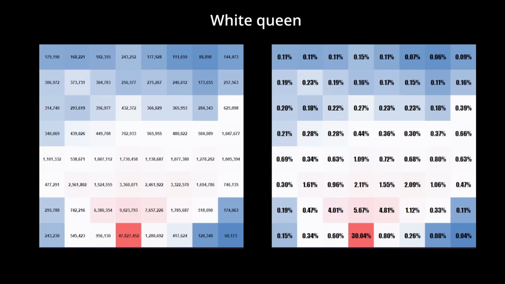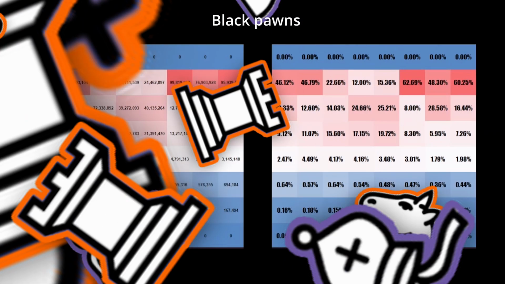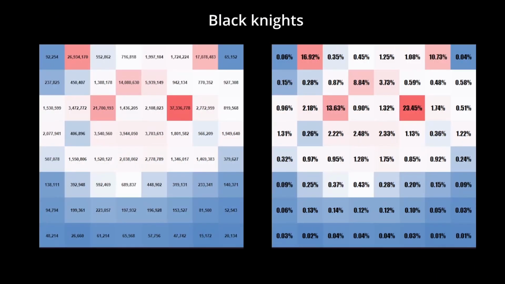And finally, the king. And although their starting square is again red, it is not the most popular one because of kingside castling. So it is in the g1 square where you are most likely to find the white king, 36% of the time. And what I found surprising is that the queenside castling doesn't show that much in this heat map. Yes, we have this small increase in the b1 and c1 squares, but I was expecting a bit more, to be honest.